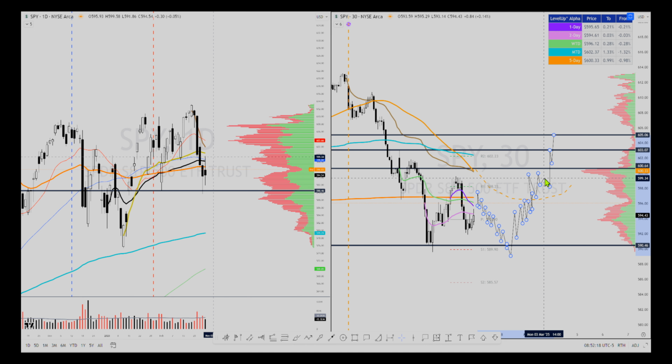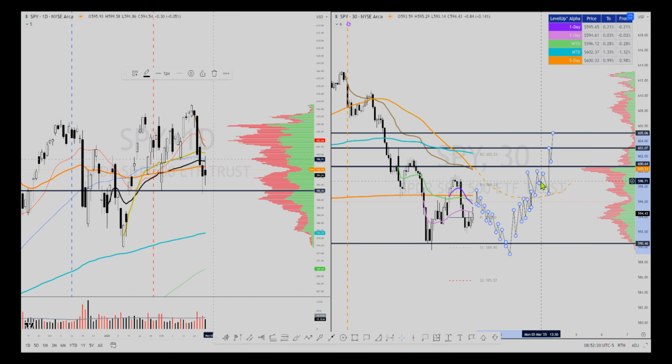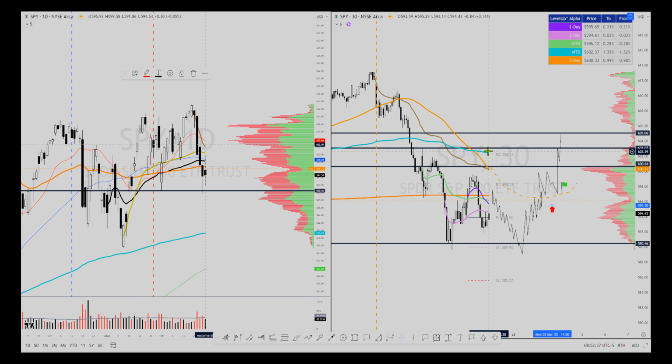And ideally, we get some consolidation, pullback, and then could set something up like this here. And that could be a potential scenario. We could be looking for a potential pushback up to the 600, 603, 605 area, which would be this month-to-date VWAP.